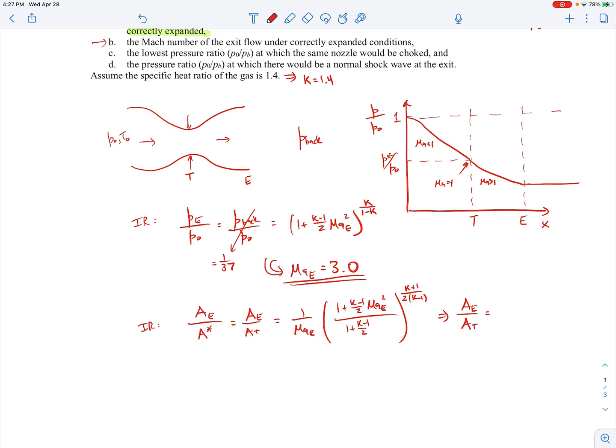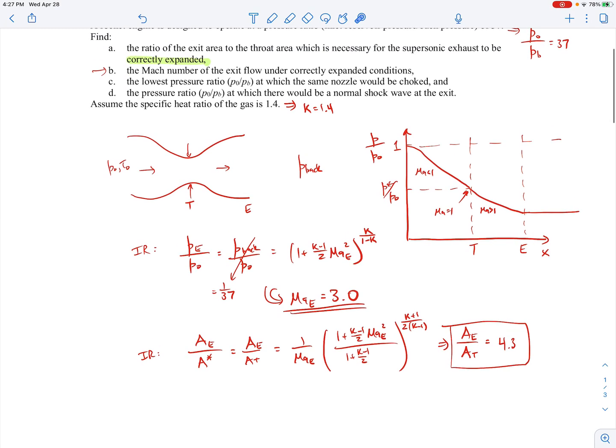And when we work that out, that comes out to be 4.3. So that means we need this area here to be 4.3 times larger than that area in order to have these conditions. Okay? So that does part A for us.